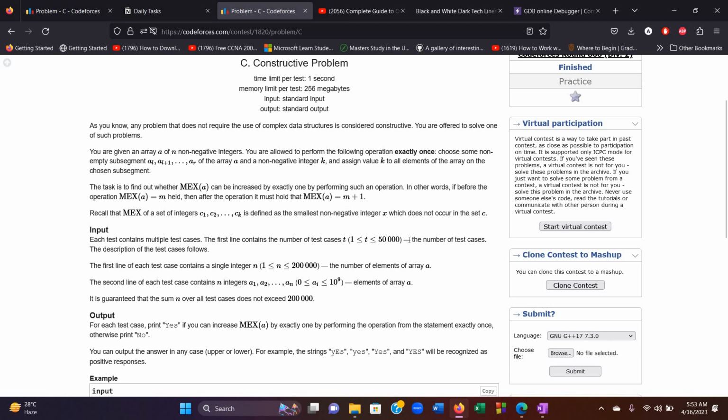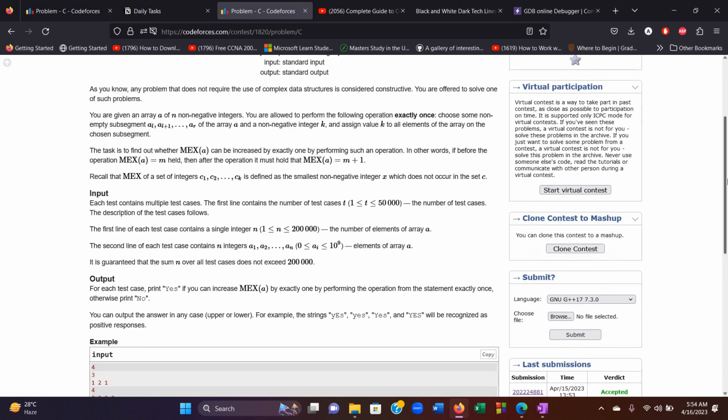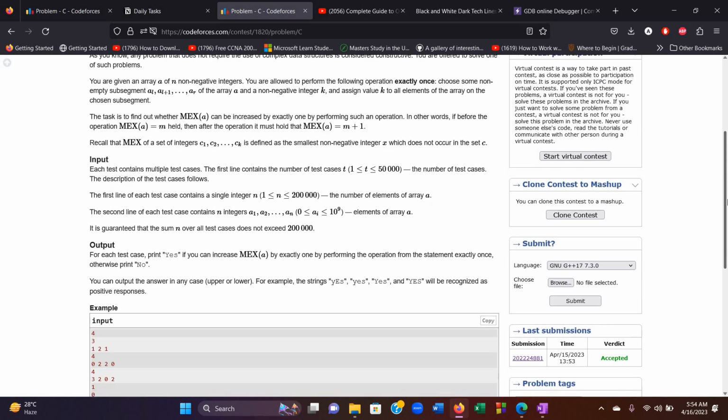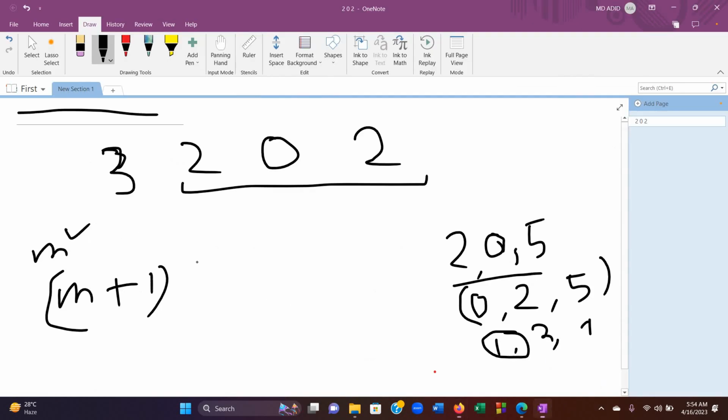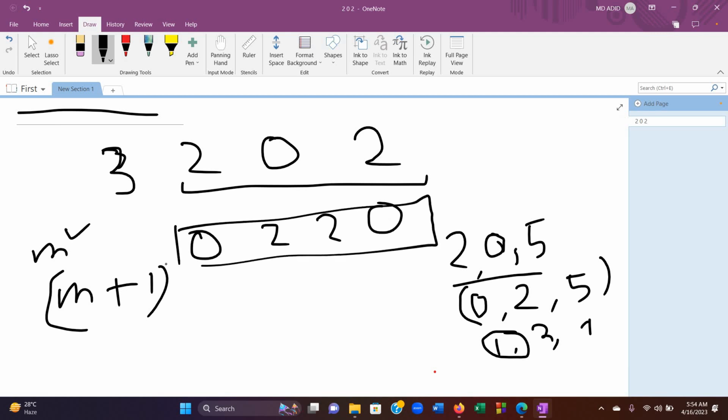So the first task would be to find out the MEX of the initial array that we're given. Let's take an example, then it will be more obvious for us to understand why that would work. Let's take the example 0, 2, and 0. Okay, we're given an array.